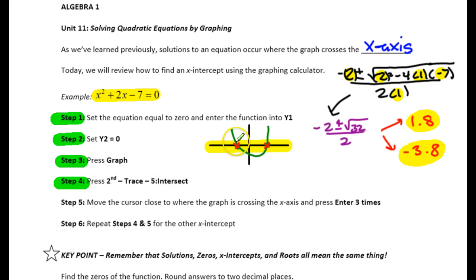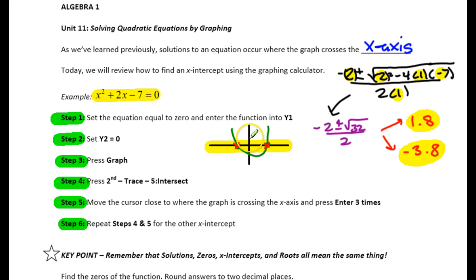Alright, now here, because there are 2 intersecting points, step 5, first thing you're going to do is move the cursor close to where it's crossing the x-axis. It doesn't have to be exact, but you're just going to get it close, because the calculator is going to get confused as to which one you want. So you just get it close and then enter 3 times and it'll give you this answer.